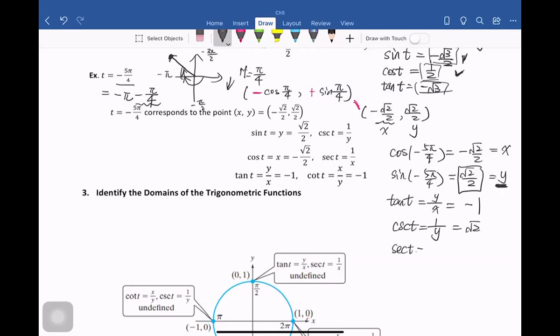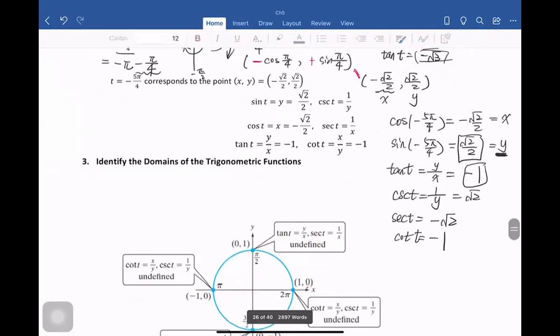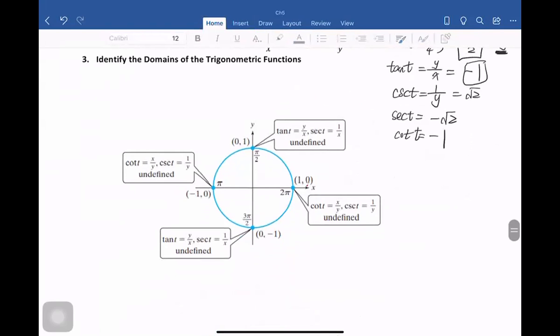Secant t equals 1 over x. That's negative square root of 2. How about the cotangent? Cotangent is the reciprocal, so that's negative 1. Okay, we'll find all 6 trig functions. Okay, let's see part 3.